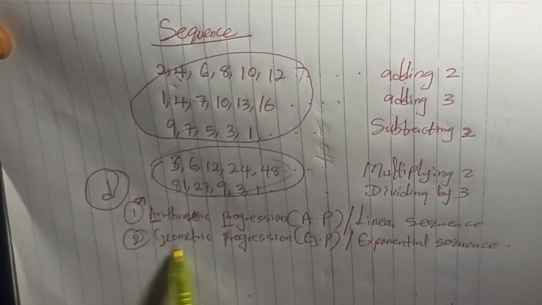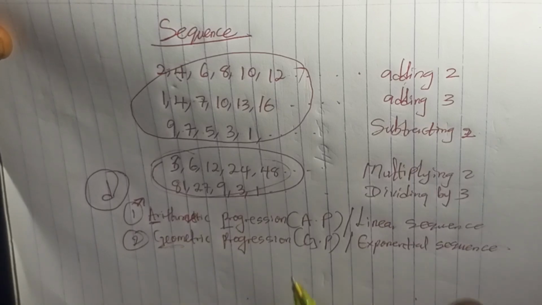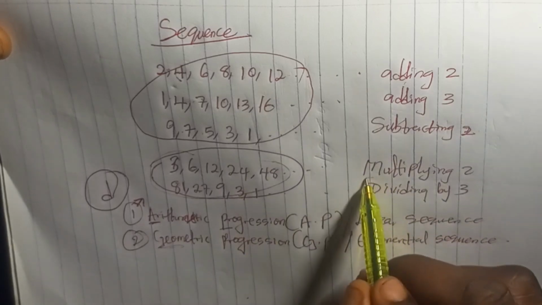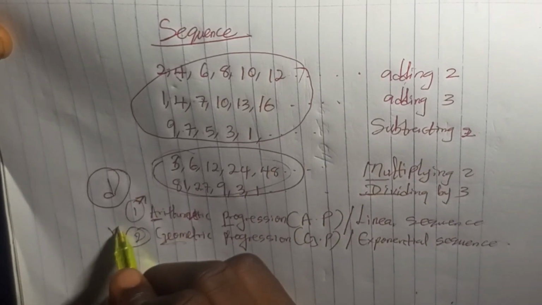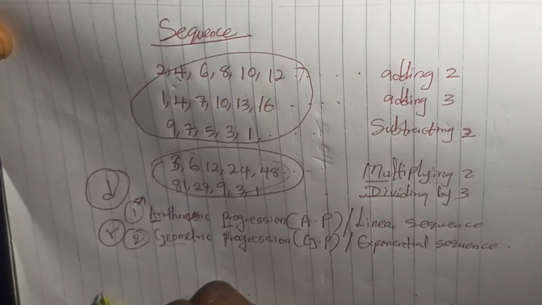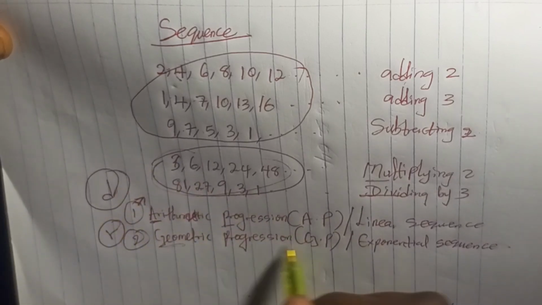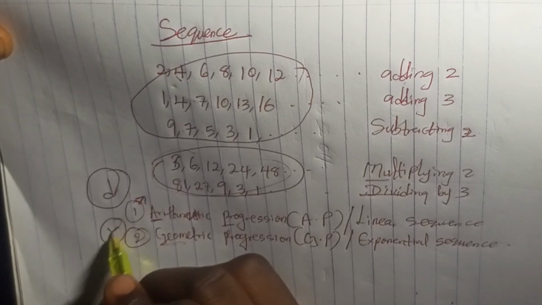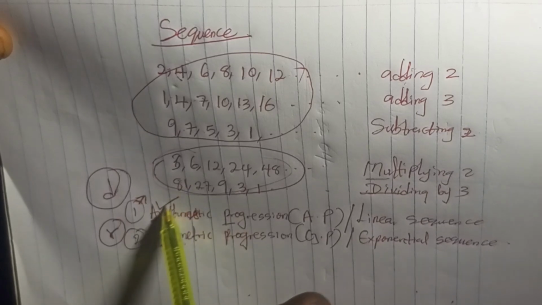So a geometric progression is a type of progression whereby the successive terms are gotten by multiplying or dividing by a constant term known as the common ratio. So it means in arithmetic progression, we make use of the common difference, while in geometric progression, we make use of the common ratio. So we'll be stopping here for now. In our next class, we'll focus more on the arithmetic progression.